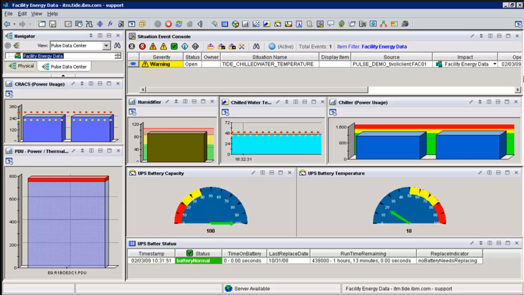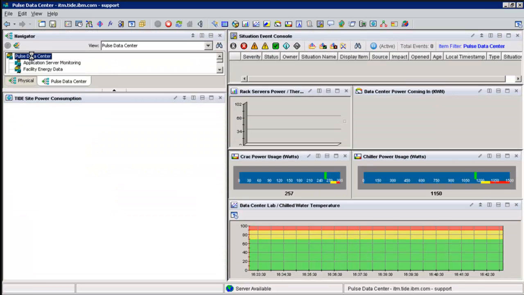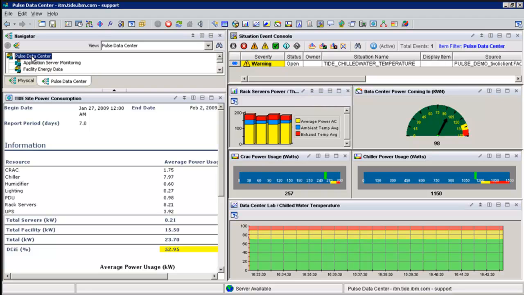IBM is the only one bringing together every piece of your energy infrastructure and correlating it with the workloads that drive the business. Let's now put this data to use and look at one of our standard reports. When we combine the IT data center infrastructure and facilities energy information, we can essentially create a single pane of glass for energy in the data center for the first time.